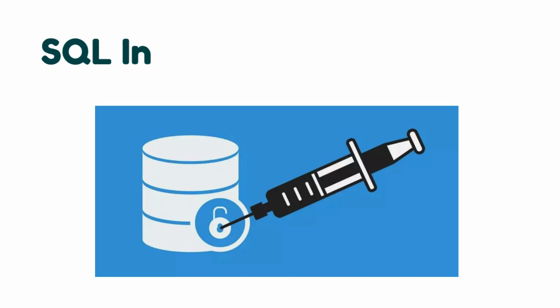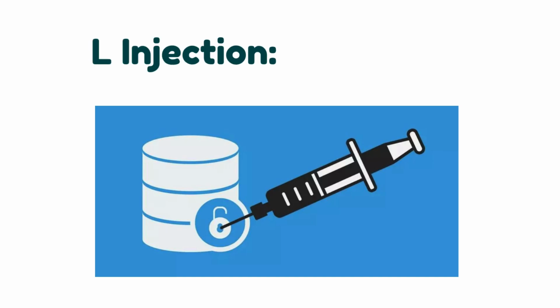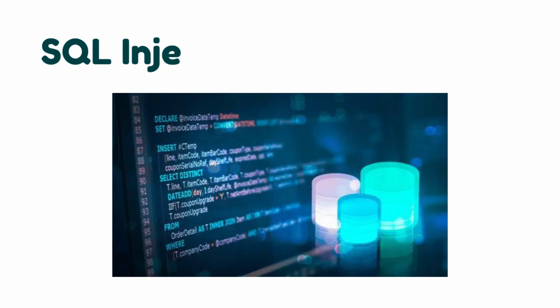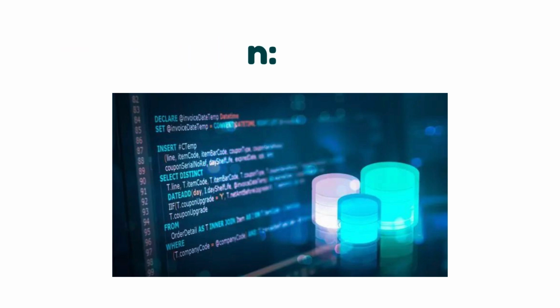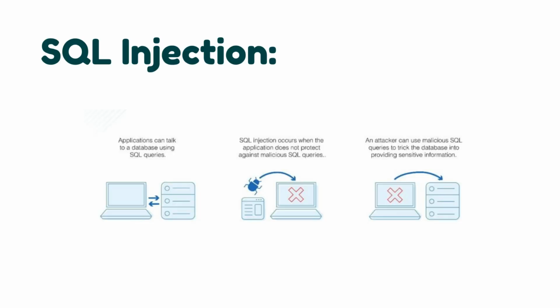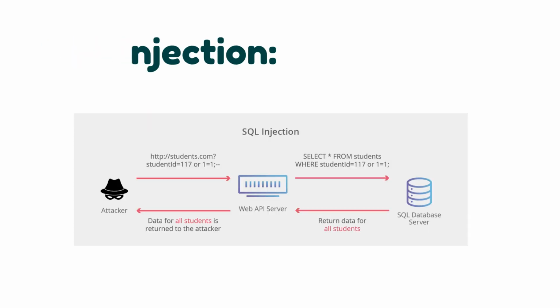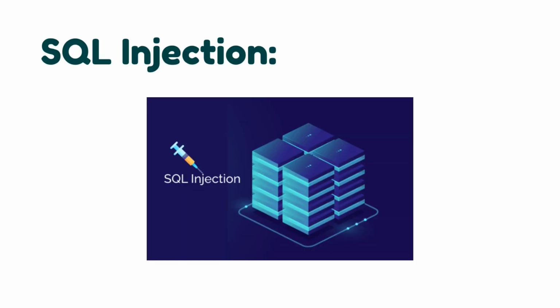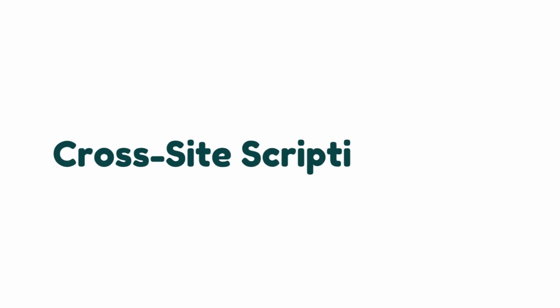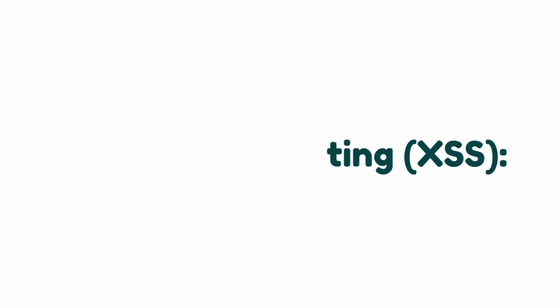5. SQL injection. SQL injection is a technique used to exploit vulnerabilities in a web application's database layer. Attackers inject malicious SQL code into input fields or URLs to manipulate the backend database and gain unauthorized access or perform unauthorized actions. We will discuss the impact of SQL injection attacks, common prevention techniques, and best practices for secure coding.